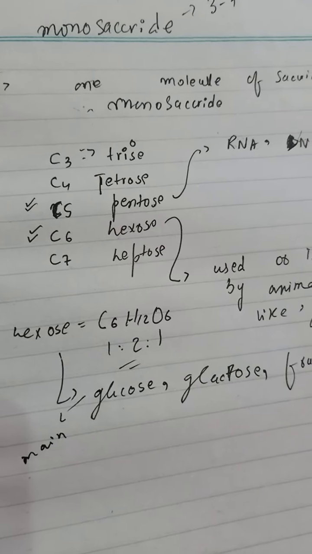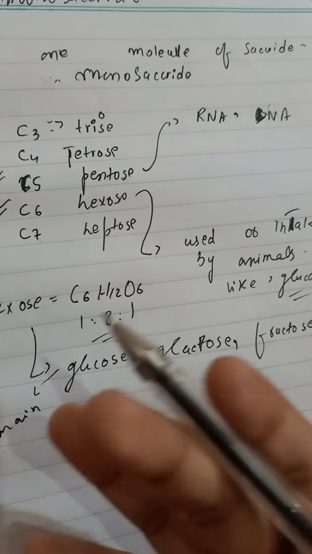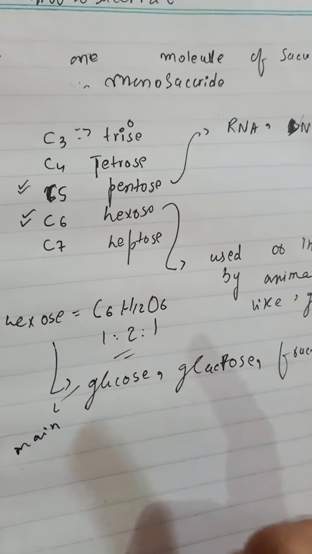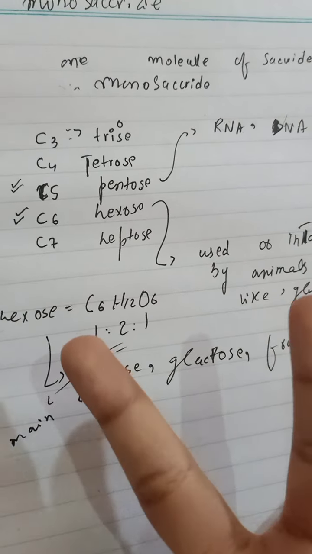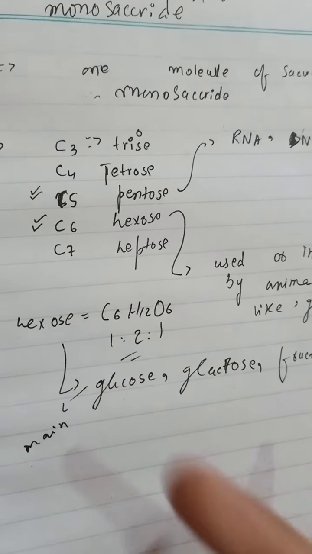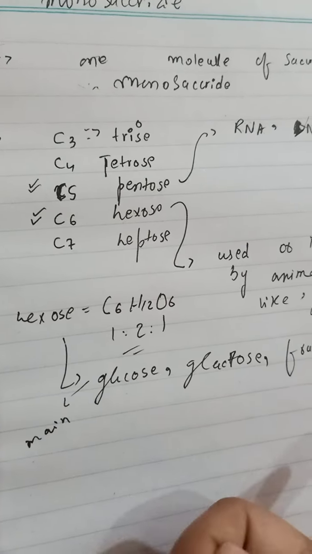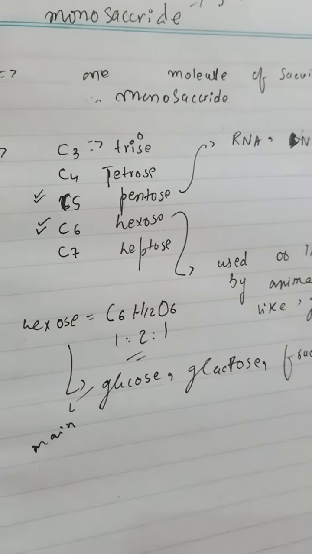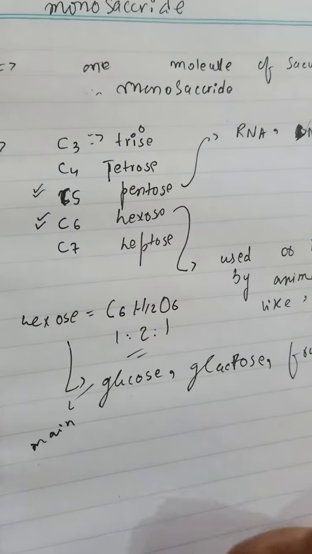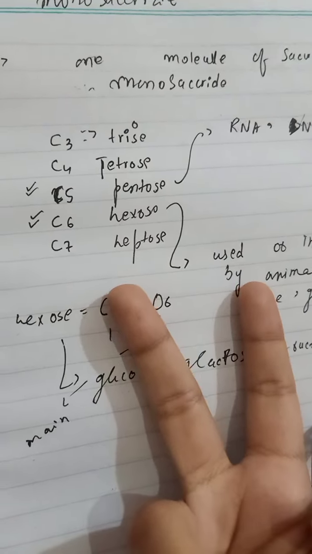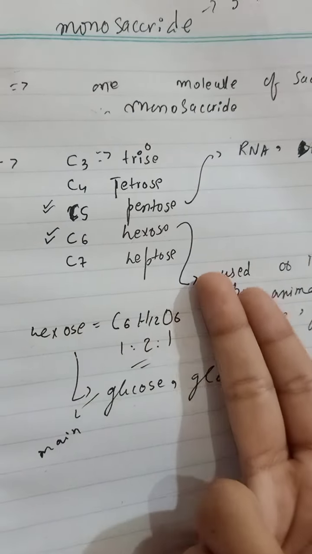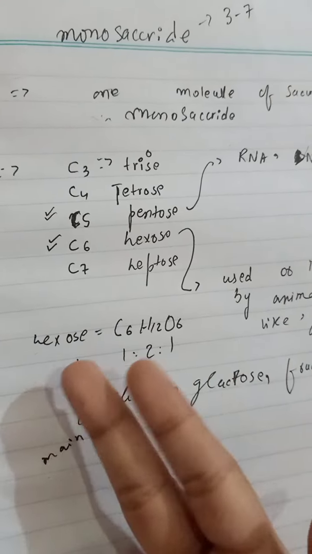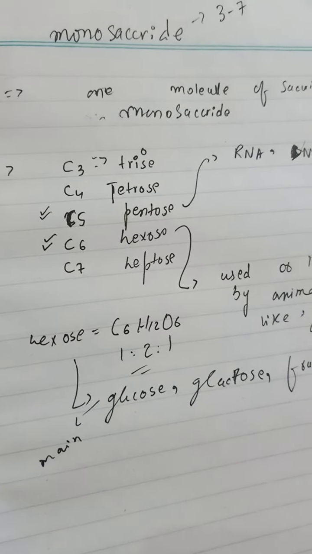For example, let's talk about milk. Milk contains lactose, and in lactose there is glucose and galactose. Lactose is a disaccharide composed of two molecules, glucose and galactose. Now another example is sucrose. Sucrose is also a disaccharide because it is made up of glucose and fructose. These are both monosaccharides, which combine and make the disaccharide sucrose.